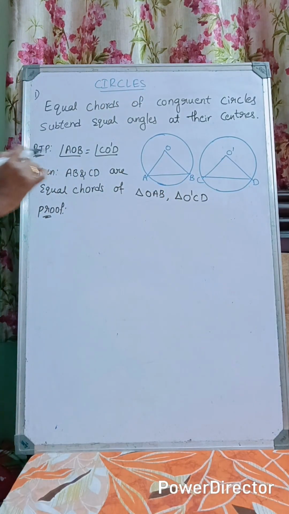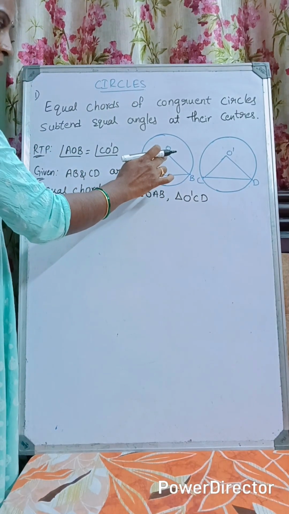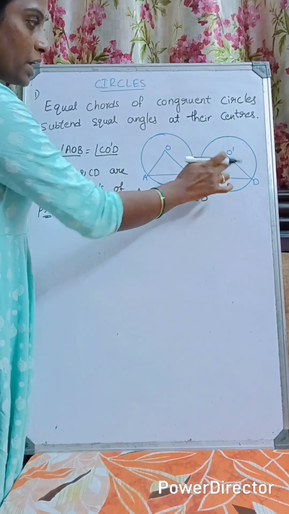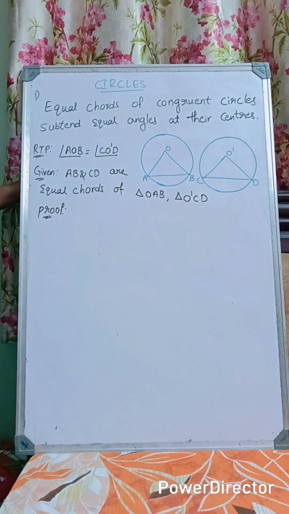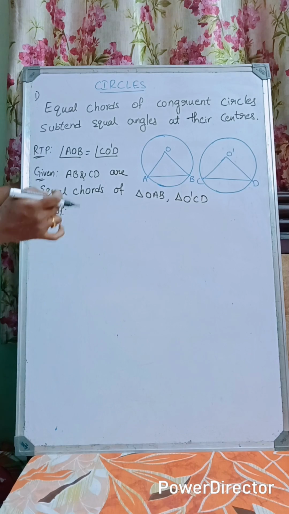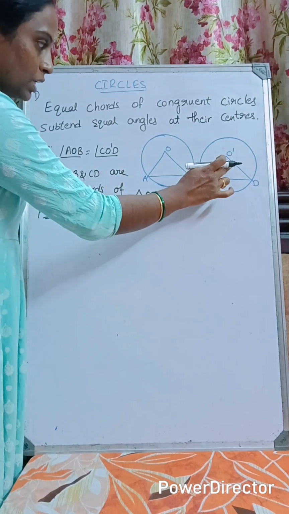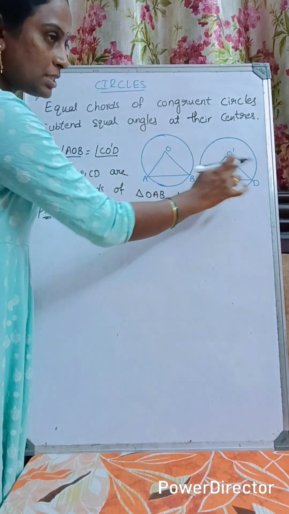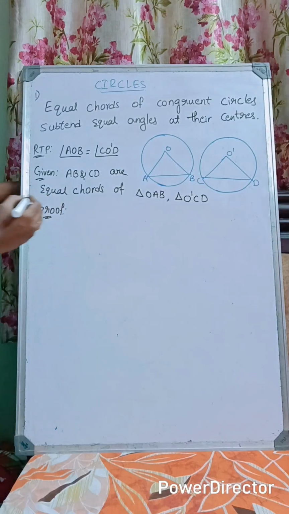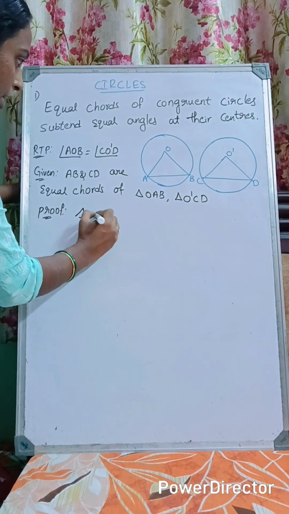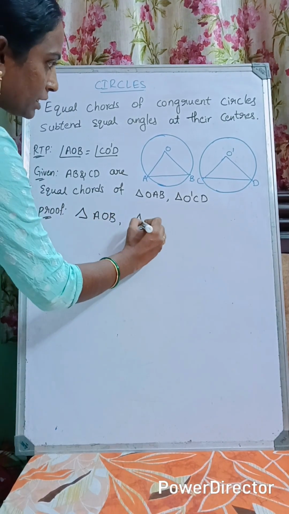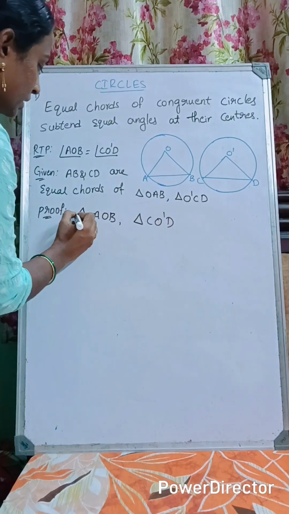What are the centers here? O is the center of the first circle and O dash is the center of the second circle. Now to prove the angles are equal, let's prove these 2 triangles are congruent. So what are those triangles? Triangle AOB and triangle CO dash D.